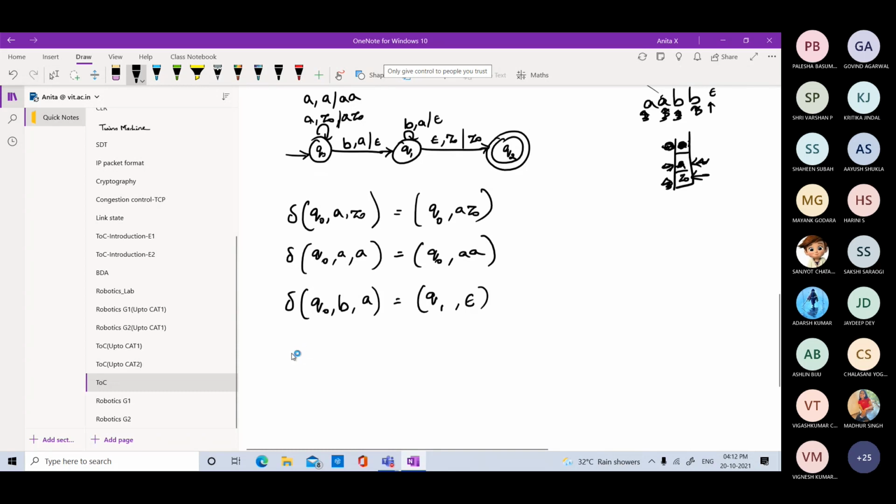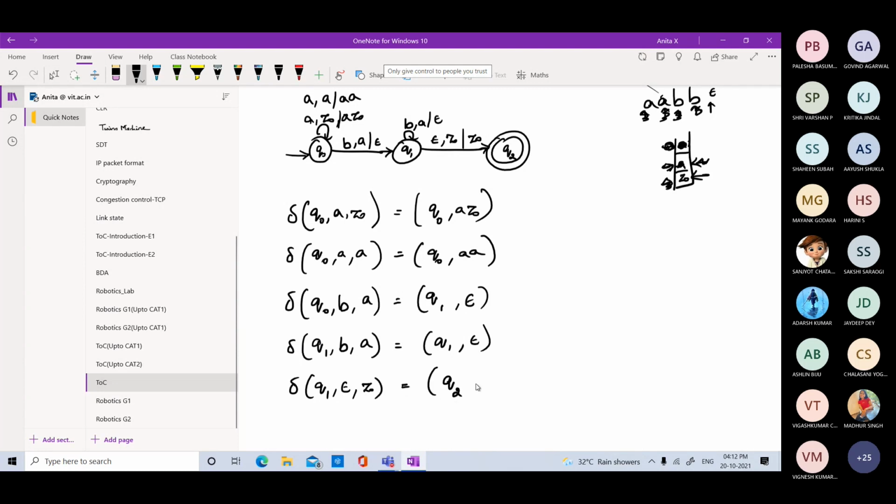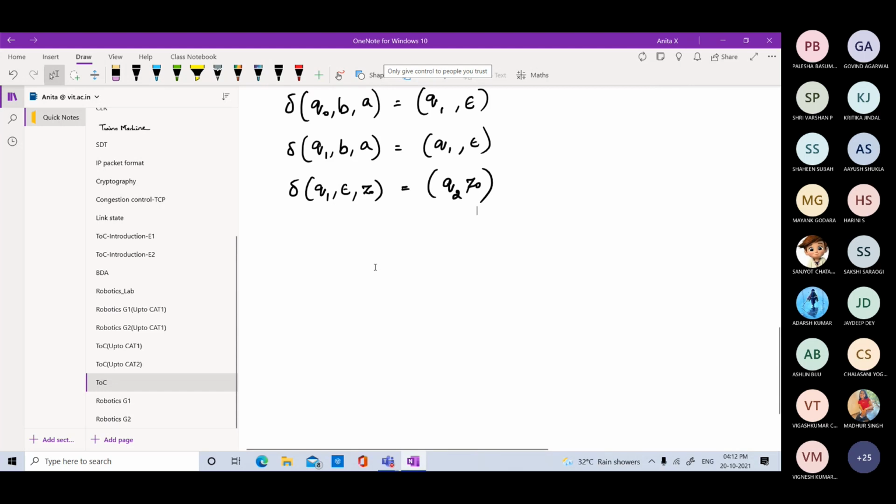This is the other way of representation. My state is Q1, my input symbol B, stack symbol A. I have the transition to Q1 and pop operation. I am in state Q1, my input symbol is epsilon, my stack symbol is Z naught. Then I have to move on to state Q2 and no operation. So this is the other way of representing a PDA, right? That's it with this example.